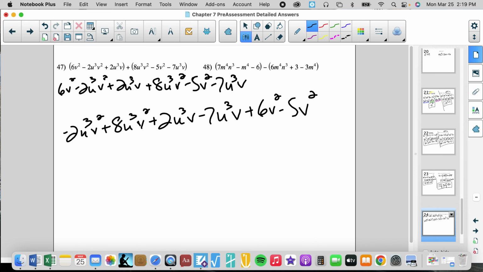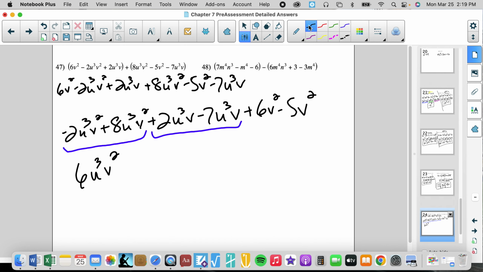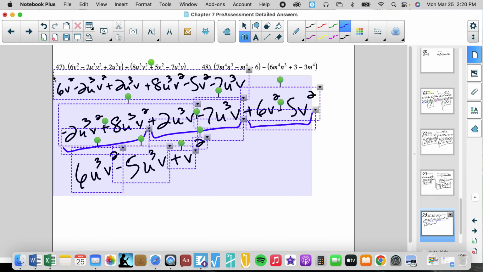And u to the third and u to the third, notice these are tied with u to the third, but this is v squared, this is v to the first. So not like terms, and then we put them in order. These two are like terms, so we're going to combine their coefficients. That's 6u to the third v squared. These are like terms, so we combine their coefficients, minus 5u to the third v. And then these are like terms, so it's plus v squared. And that would be my final answer. I'm going to make this smaller before we go on to the next problem. And that's in standard form too.